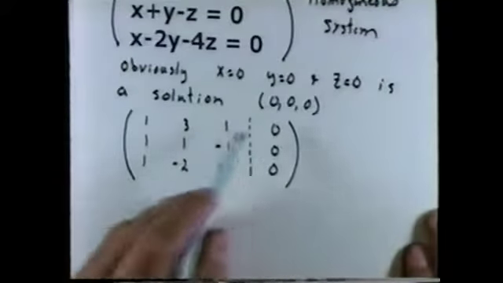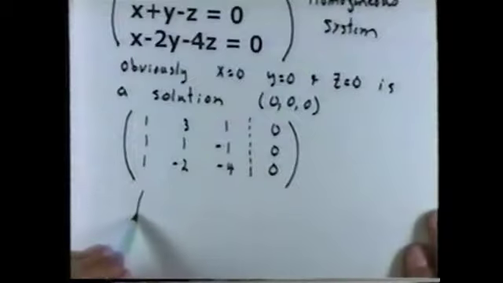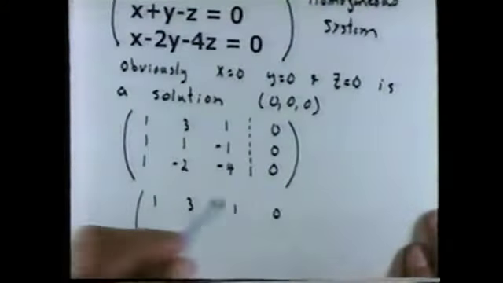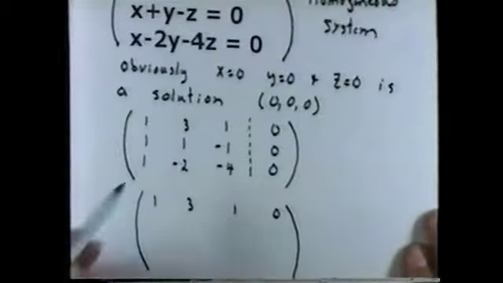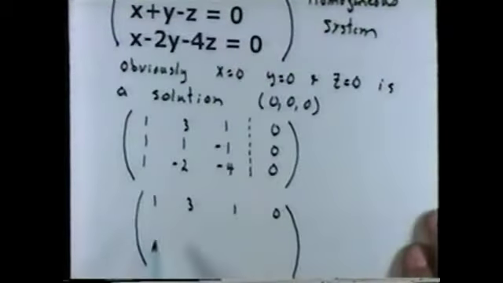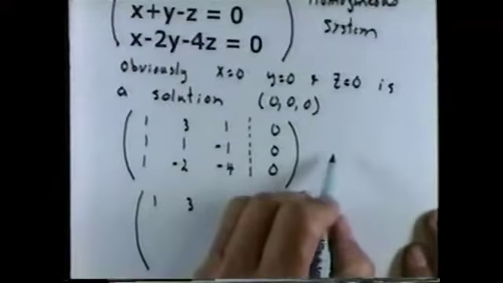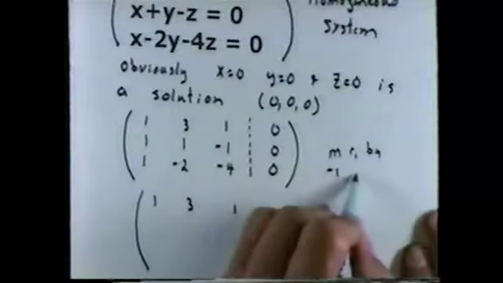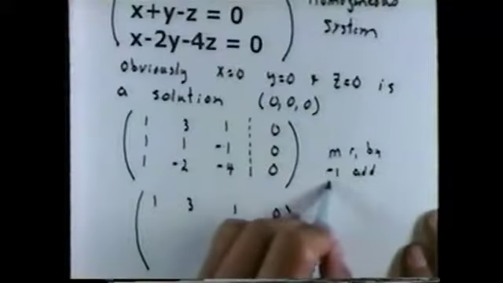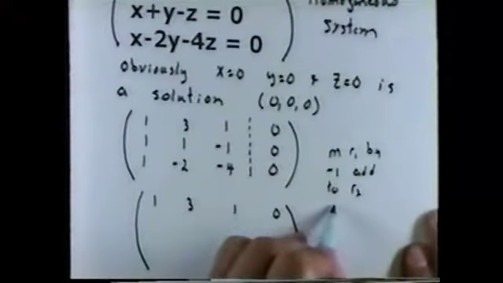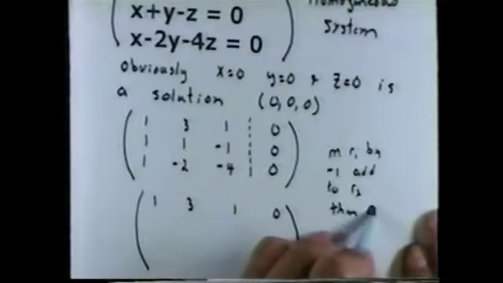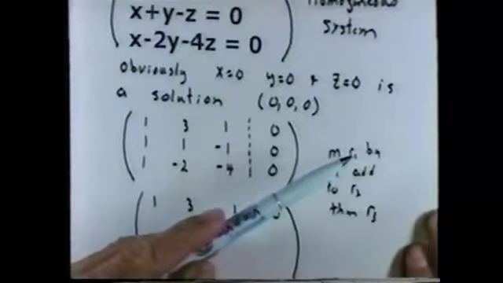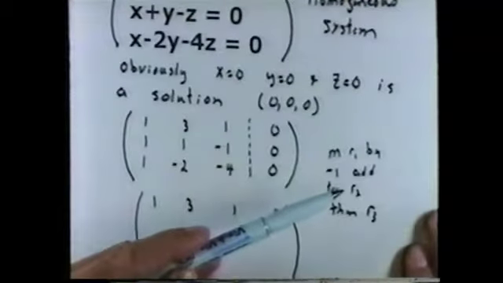Well, the first row is okay, so I'm going to rewrite the first row, 1, 3, 1, 0. And now, to get zeros in these columns, in both cases, I'm going to multiply row 1 by negative 1 and add to row 2, then row 3. So one of the row operations is to multiply a row by a constant and add to another row.